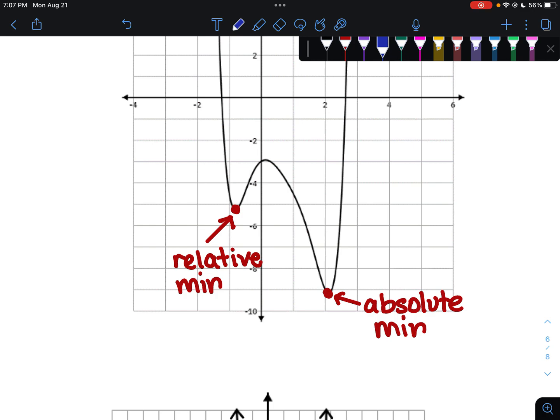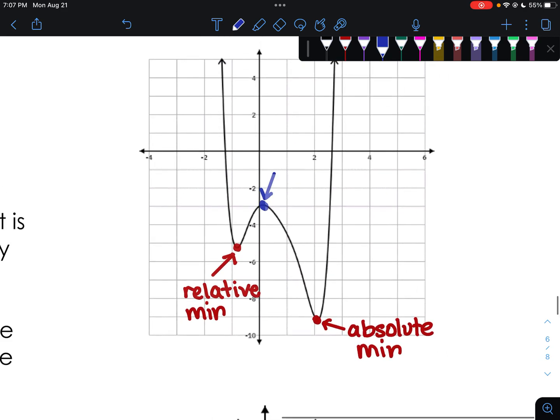Then we have this point that's in the middle. Okay, I know we want to think that it is an absolute max, but it's not an absolute max because this part of the graph, anything here is taller than it. So it is just a relative max. So that's the difference between an absolute and a relative.